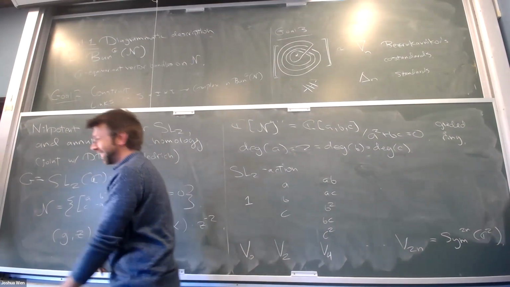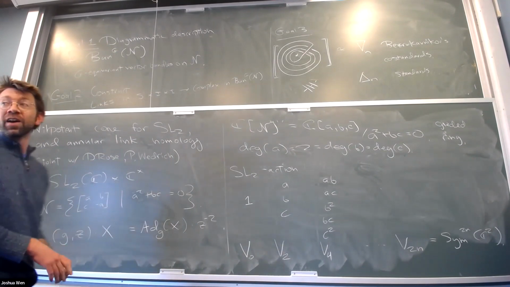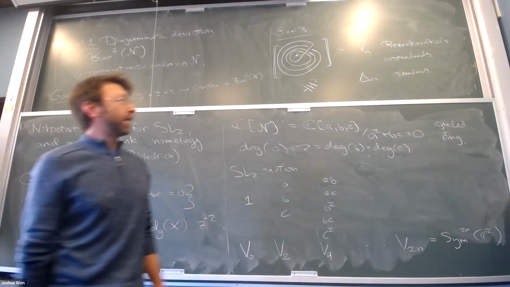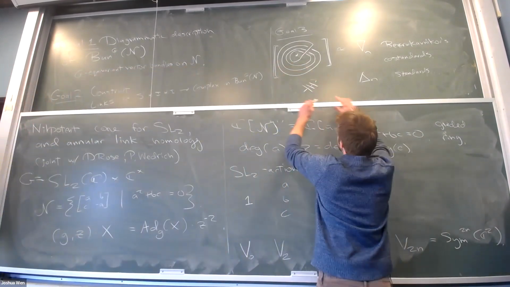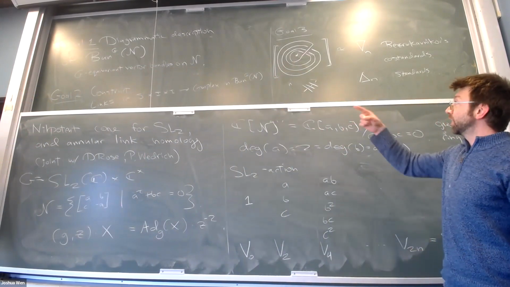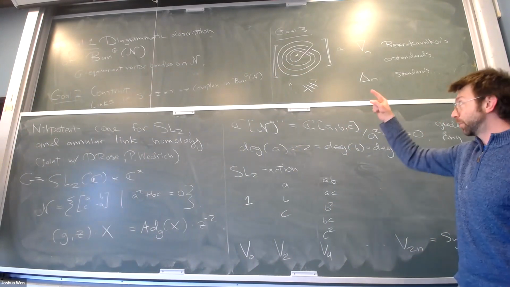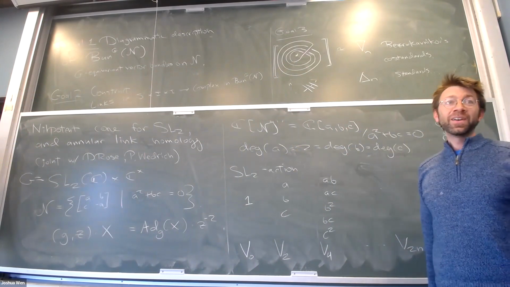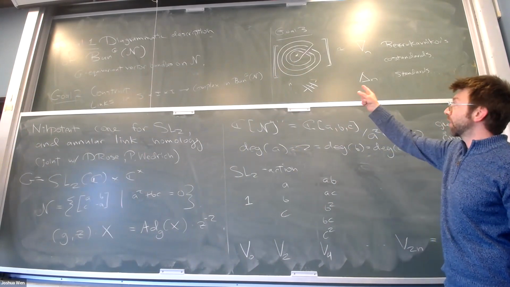So your standards and co-standards are indexed by non-negative integers. The understanding is that that's the number of strands you get on the way from the puncture to infinity. So it's the number of crossings plus one.